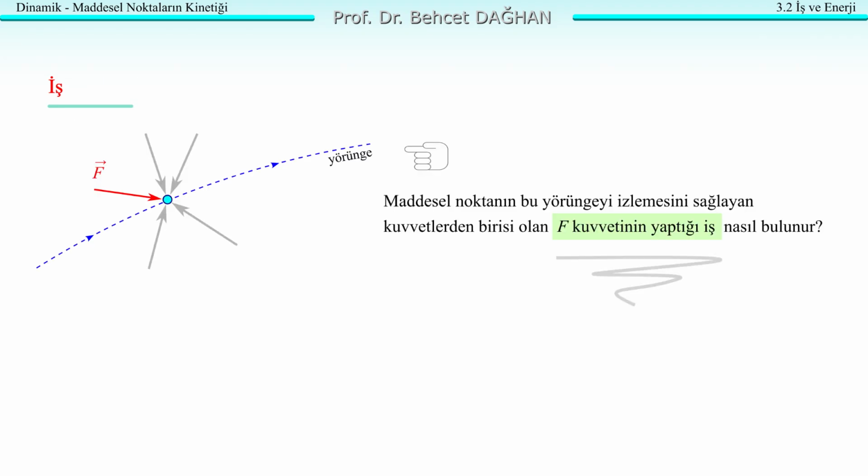First, what is work? Let's talk about that. Let's talk about how to find the work done by a force. Various forces are acting on the particle we are considering, causing it to follow the trajectory shown in the figure. We want to find the work done by one of these forces. Let's call that force F. Let's find the work done by force F. Now let's see how to find it.